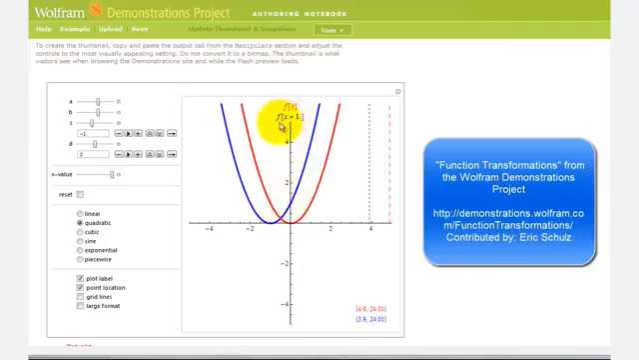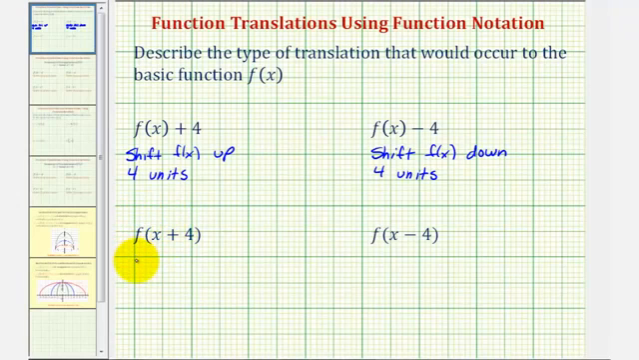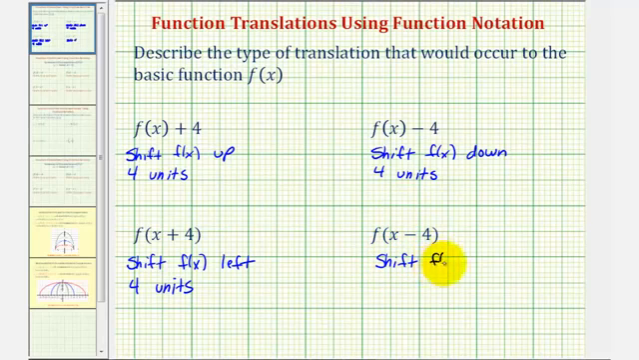So if we have f of the quantity x plus a constant, the graph is actually shifted left. Of course, assuming c is positive. So f of the quantity x plus 4 will shift f of x left 4 units, and f of the quantity x minus 4 will shift f of x right 4 units.